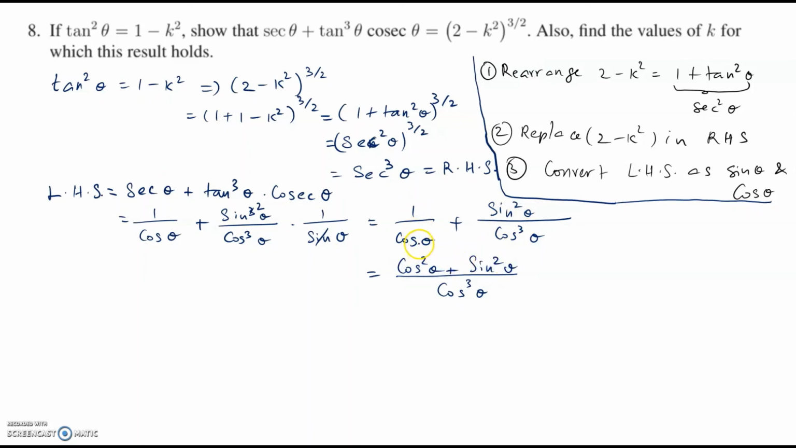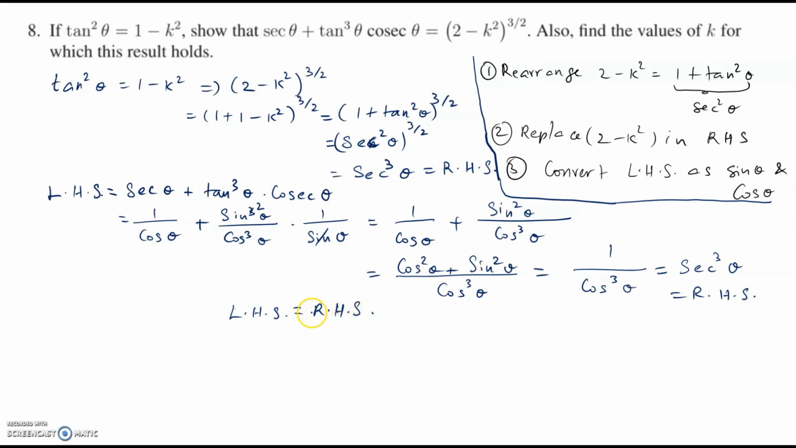So we have 1/cosθ. To make this cos³θ, you have to multiply the numerator by cos²θ. So this becomes cos²θ, and you have a sin²θ here. So this is equal to 1/cos³θ, and 1/cosθ is secθ. So that's equal to sec³θ, which is equal to our RHS. Therefore, LHS is equal to RHS.